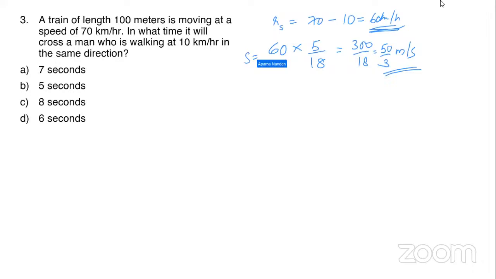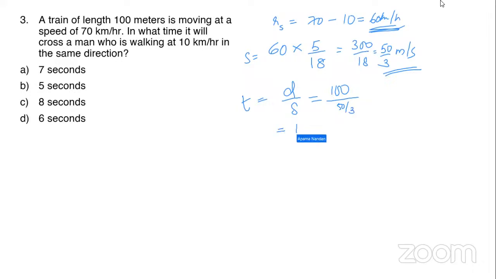And the question is to find out time. So what is the equation to find out time? Time is equal to distance by speed. So here distance is 100, so 100 meters by speed. And speed here is 50 by 3.